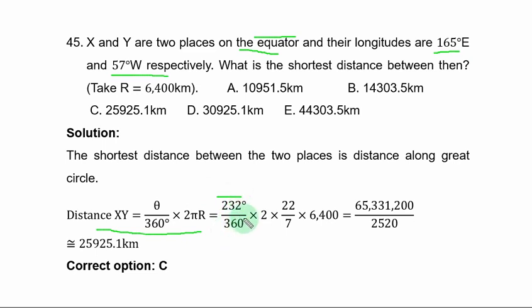over 360 degrees times 2 times pi, 22 over 7, times radius of the earth, 6,400 kilometers. If you multiply, you get this result. If you divide, you get this result to 1 decimal place. That is 25,925.1 kilometers. The correct option is C.